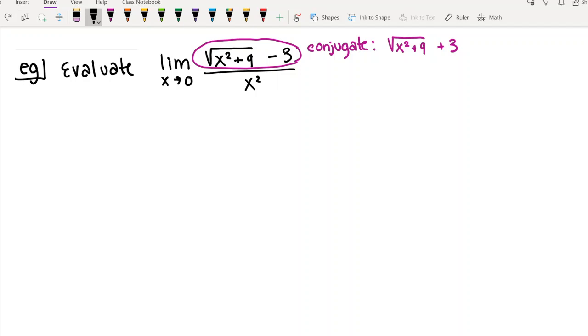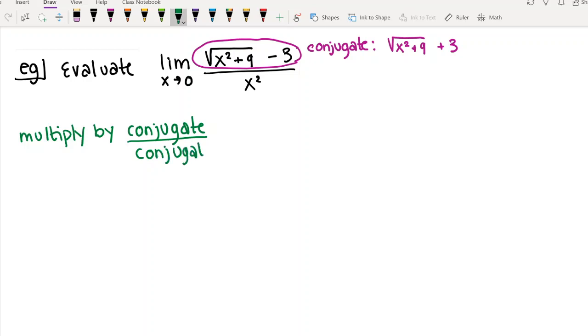So what we need to do instead is multiply by that conjugate in the numerator and the denominator. So we're going to multiply by the conjugate over the conjugate. And by the way, there might be some examples where it's actually the denominator that has the square root. It's the same deal. Whichever part has the square root in it, find the conjugate of that, and then you're just multiplying by the conjugate over itself.